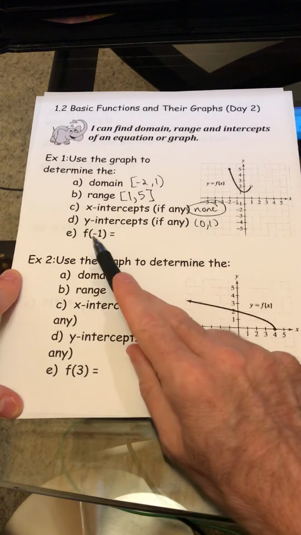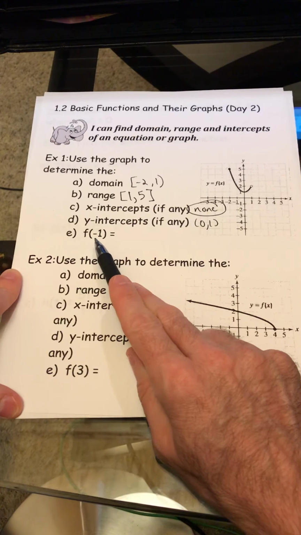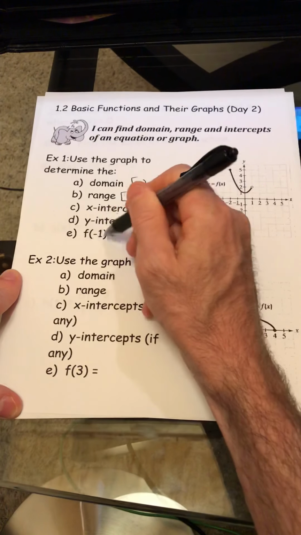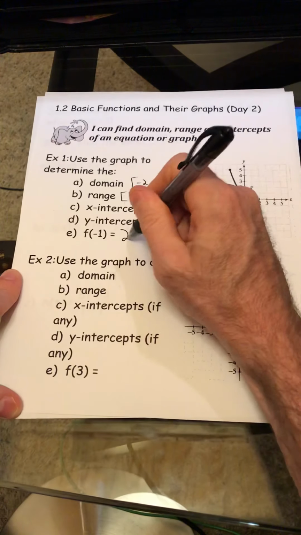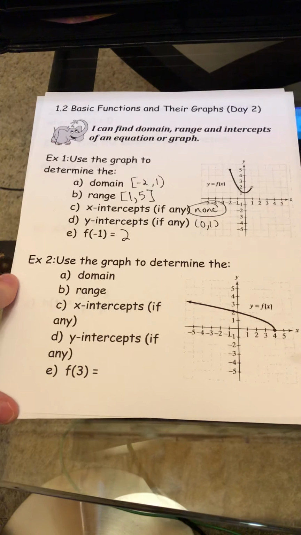And then the last thing here, f of -1, meaning find the value of the function at -1. There's nowhere to plug this in, so remember this is our x value: when x is -1, what's y? So just on the graph, go to x is -1 and find where the y value is. It looks like it's basically at 2. So there is the first example.